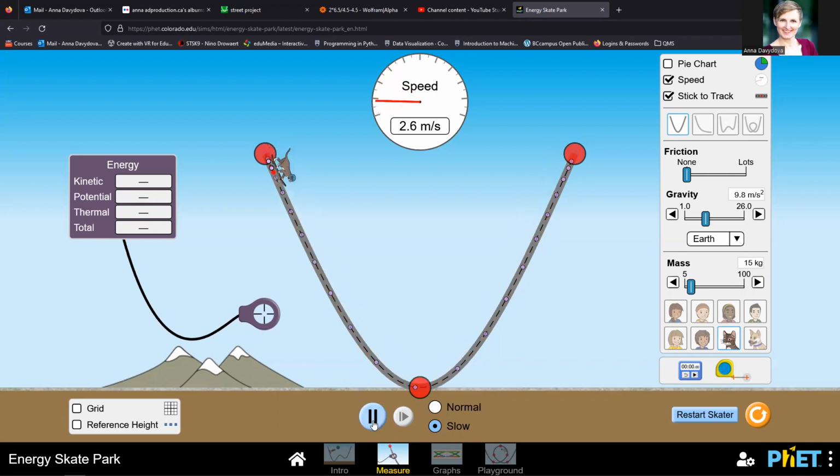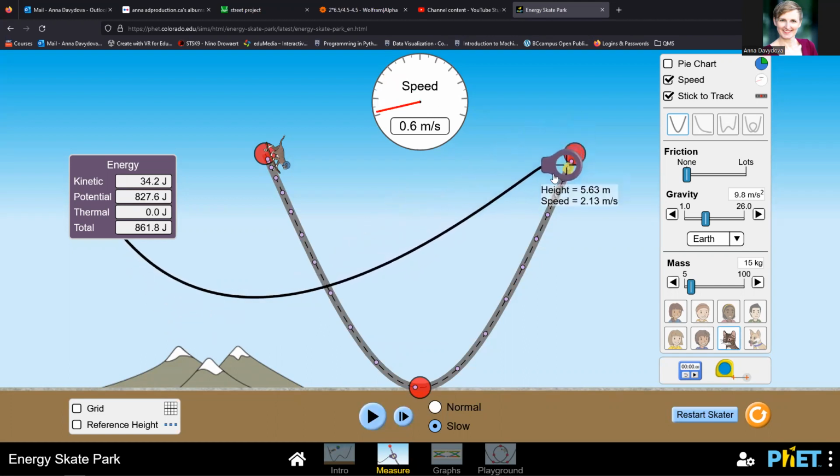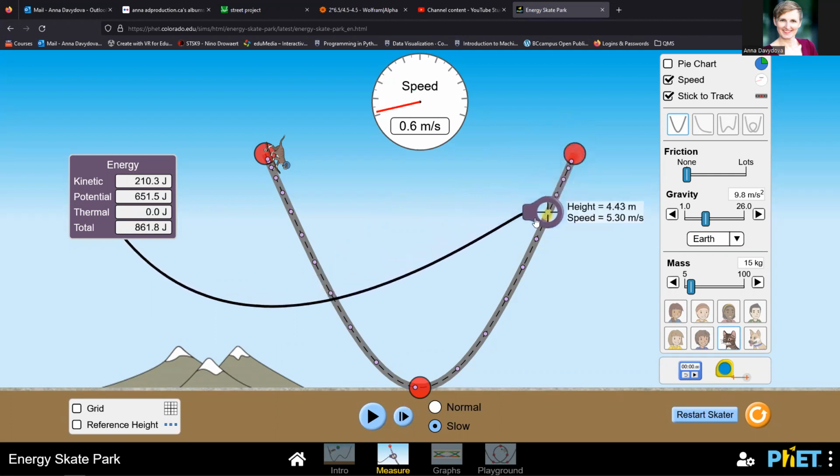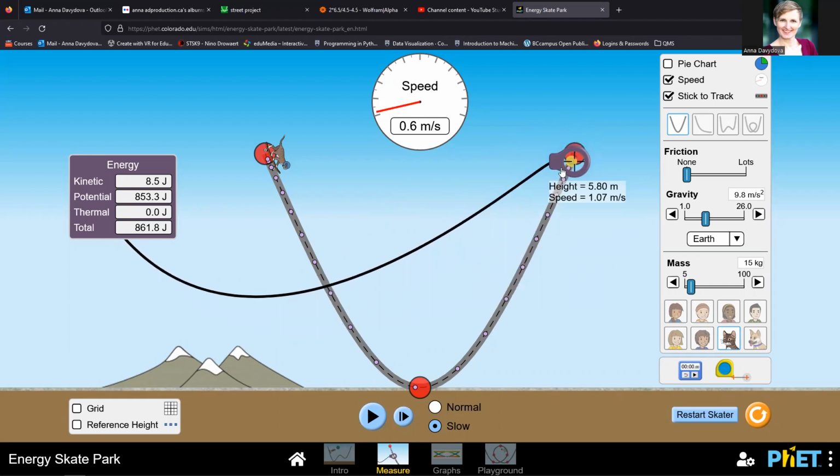I'll hit a pause here. The object is currently in slow motion. I can hit normal and be going a little bit faster. But I'm going to pause this right here. I'm going to use the measuring tool, which allows at any point on the track to have the values for kinetic, potential, and total energy.